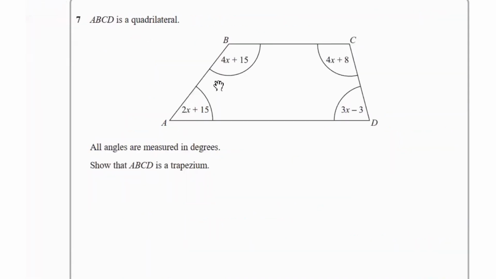Question 7 says ABCD is a quadrilateral. All angles are measured in degrees. Show that ABCD is a trapezium. To show that a quadrilateral is a trapezium, we need to remember that angles lying on one line, and by that line, I mean this line, these two are supplementary. Similarly, these two are also supplementary.